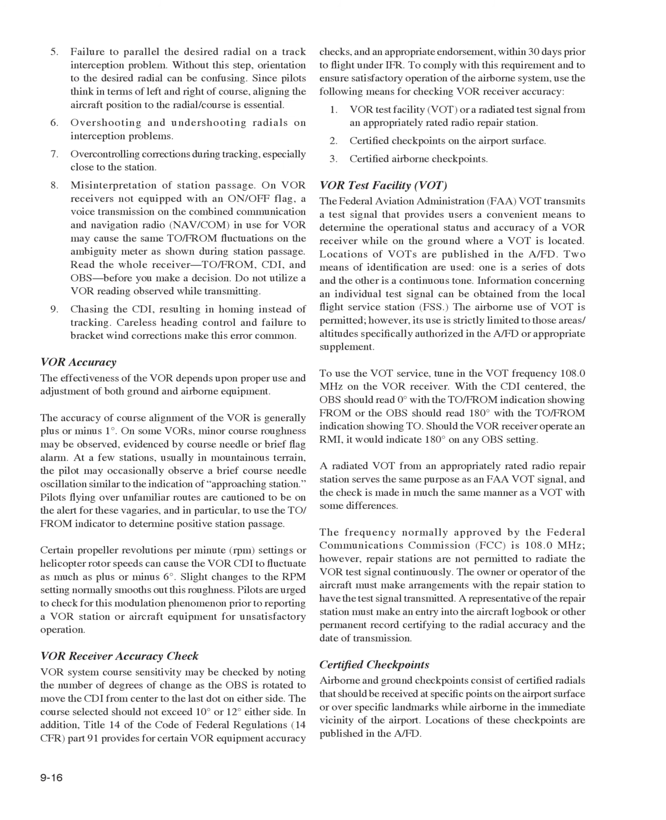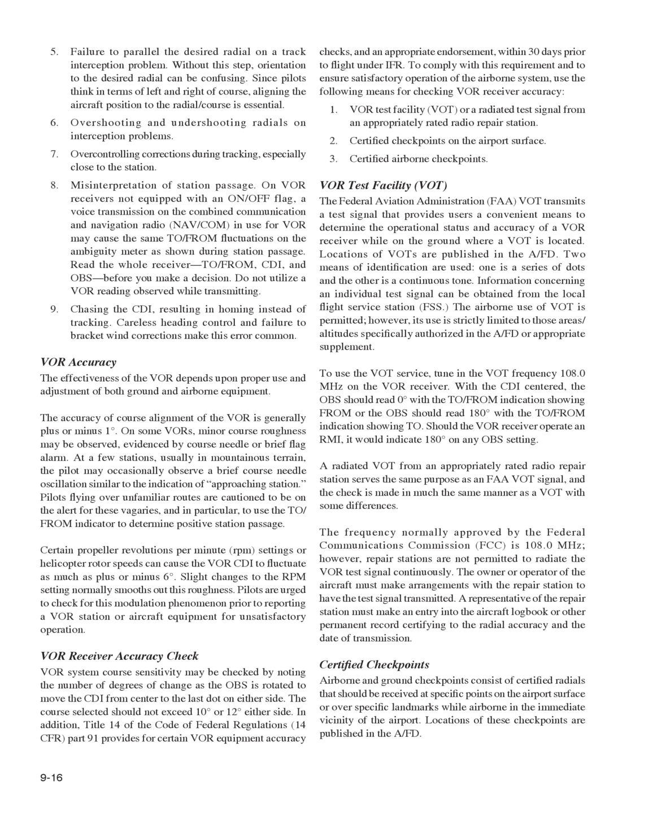5. Failure to parallel the desired radial on a track interception problem. Without this step, orientation to the desired radial can be confusing. Since pilots think in terms of left and right of course, aligning the aircraft position to the radial/course is essential. 6. Overshooting and undershooting radials on interception problems. 7. Over-controlling corrections during tracking, especially close to the station. 8. Misinterpretation of station passage.